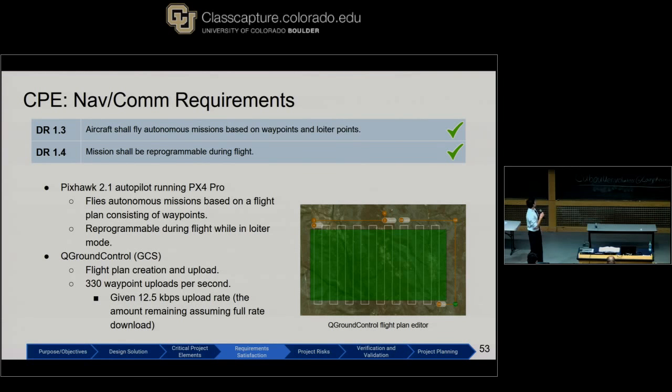So the Pixhawk 2.1 autopilot running PX4 Pro flies autonomous missions based on a flight plan consisting of waypoints. It's reprogrammable during flight in loiter mode, thus satisfying derived requirement 1.3. QGroundControl, as shown to the right over here, has flight plan creation and upload. With our data rate, we can get 330 waypoints per second, so that satisfies derived requirement 1.4.